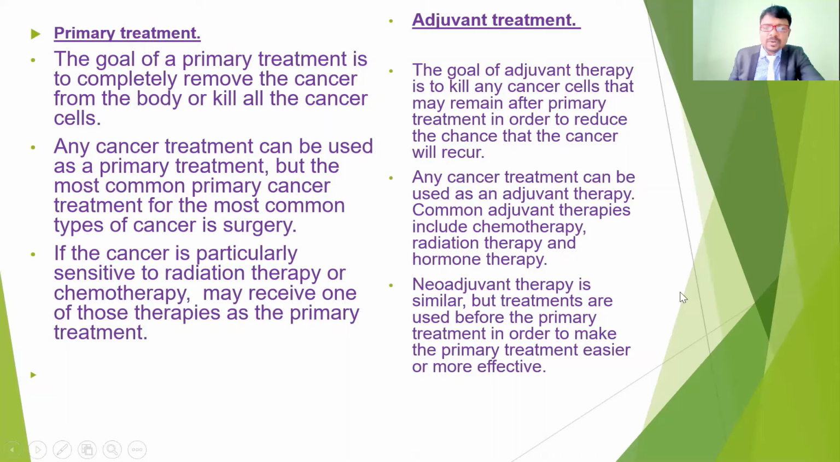These treatments are called adjuvant therapies. Common therapies include chemotherapy, radiation, and hormone therapy, used along with or after surgical procedures. Similar therapies can also be used before the primary treatment in order to make the primary treatment easier and more effective. So sometimes we use the adjuvant therapies before the surgical procedures, which may make recovery easier and the surgical treatment more effective.